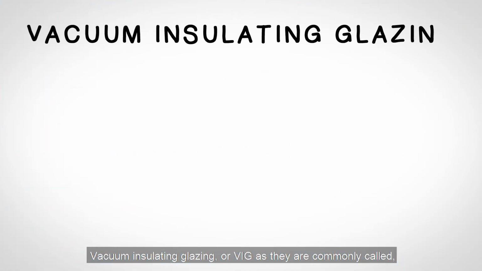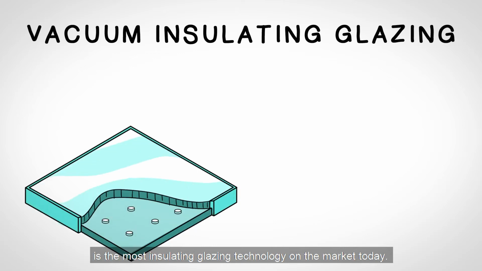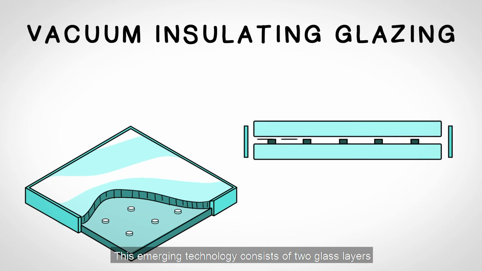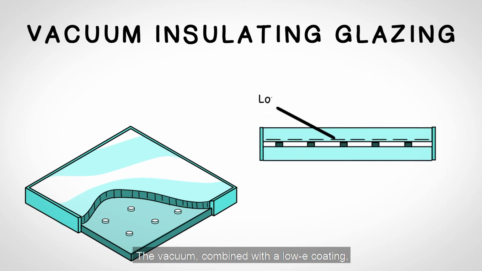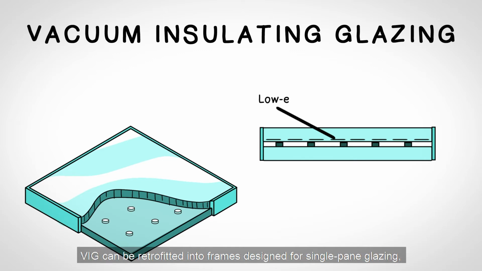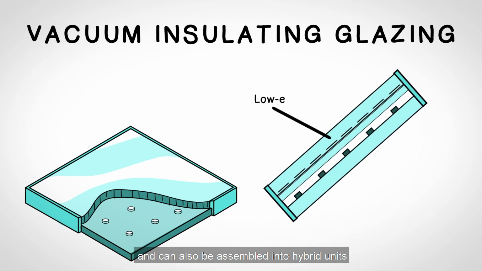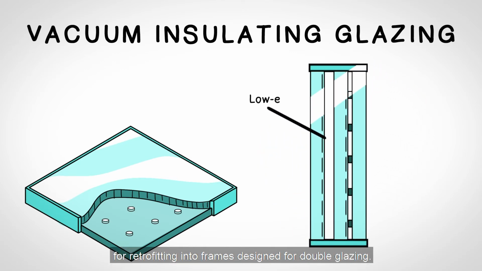Vacuum insulating glazing, or VIG as they are commonly called, is the most insulating glazing technology on the market today. This emerging technology consists of 2 glass layers separated by a vacuum and an array of tiny pillars. The vacuum, combined with a low E coating, nearly eliminates all heat transfer across the glazing. VIG can be retrofitted into frames designed for single pane glazing and can also be assembled into hybrid units for retrofitting into frames designed for double glazing.